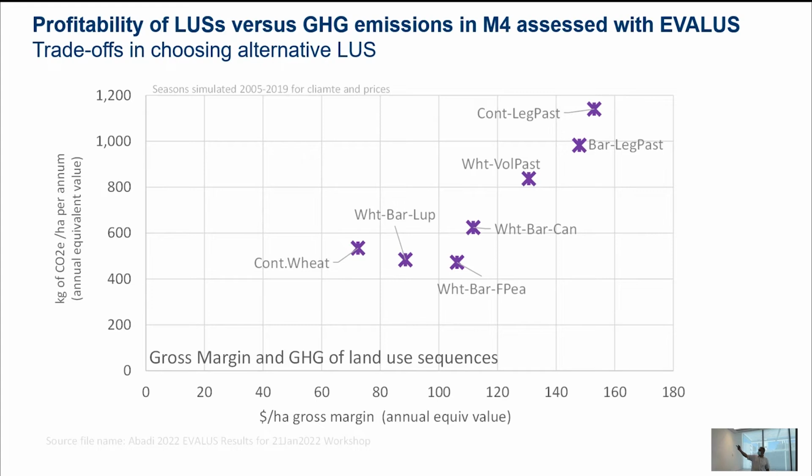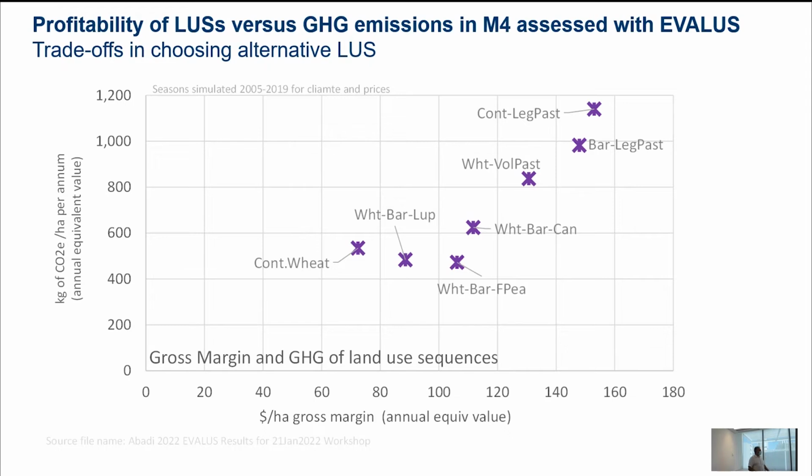A continuous legume pasture with sheep grazing it emits the most, nearly 1200, whereas continuous wheat emits less. So you've got this trade-off between profit and greenhouse gas emissions. Something that makes less profit also tends to emit less. But if you go for something in the middle, like wheat, barley, canola, which they practice around Kulin, you get this situation where you're generating about $110 a hectare on average over a 15-year period, and you're emitting much less than you would if you did barley legume pasture.